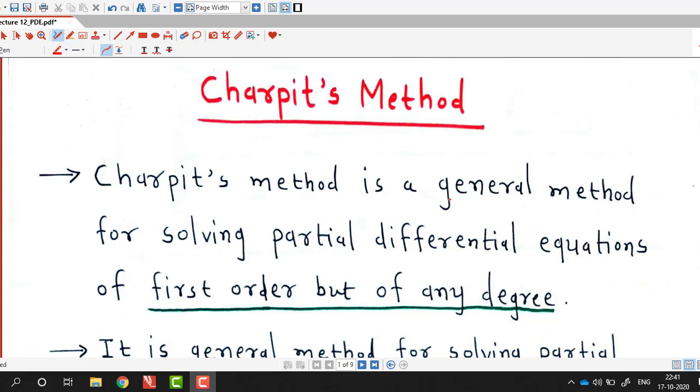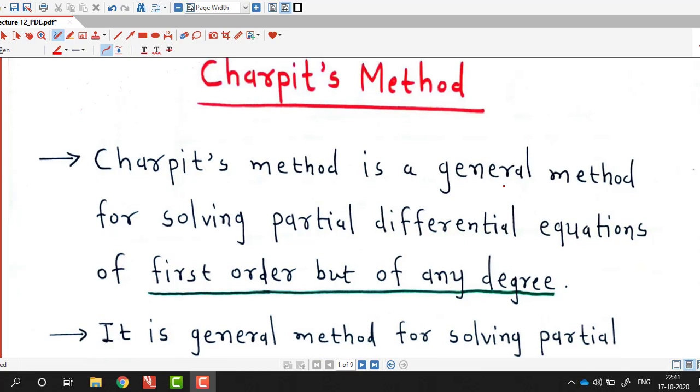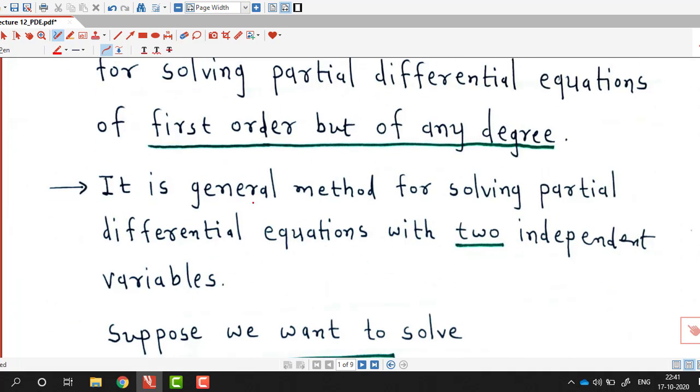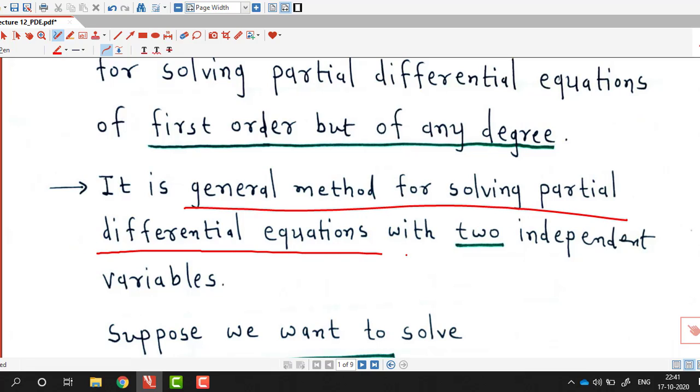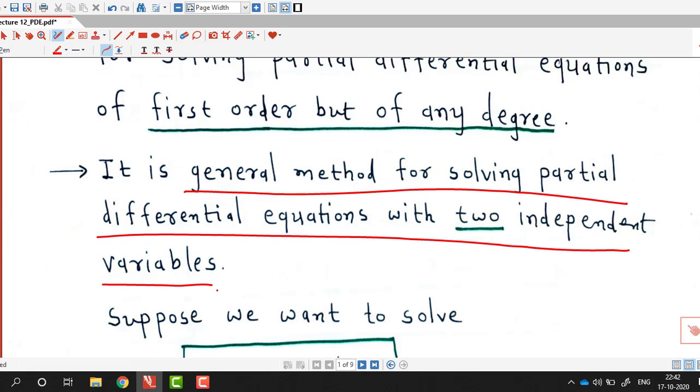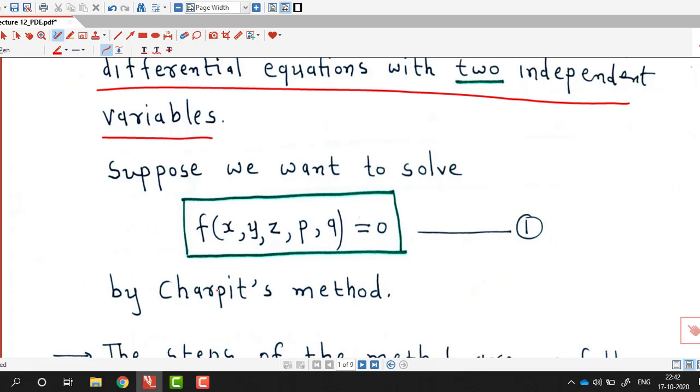Charpit's method is a general method for solving partial differential equations of first order but of any degree. That means we can solve nonlinear partial differential equations of order 1 by Charpit's method. So this Charpit's method is a general method for solving partial differential equations with two independent variables. So we start the description of Charpit's method.